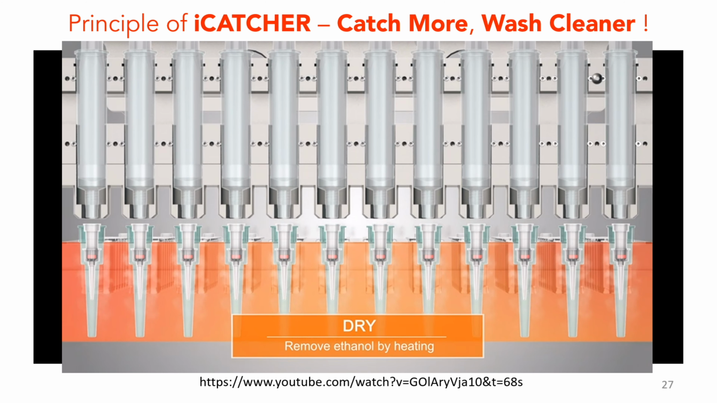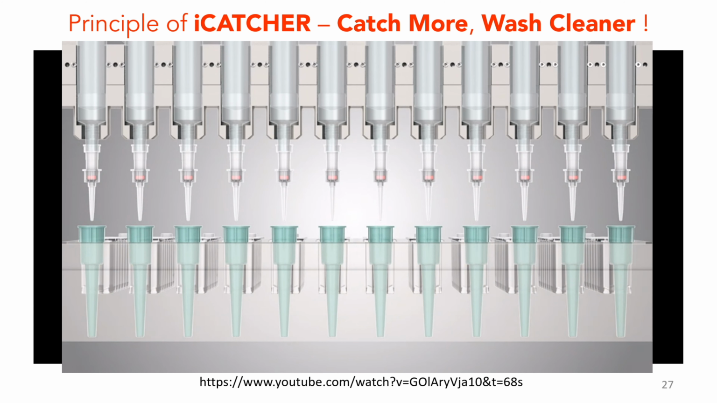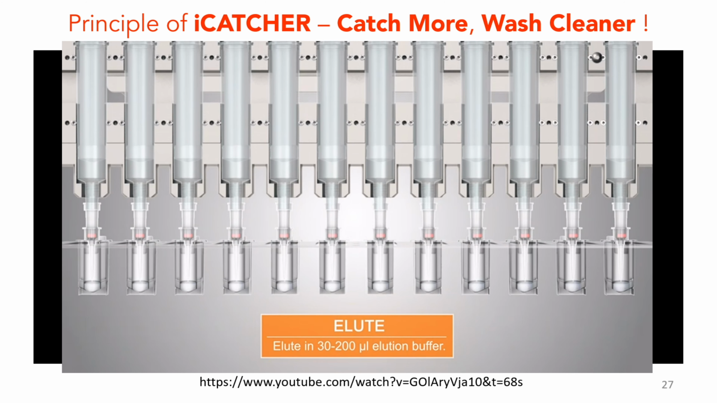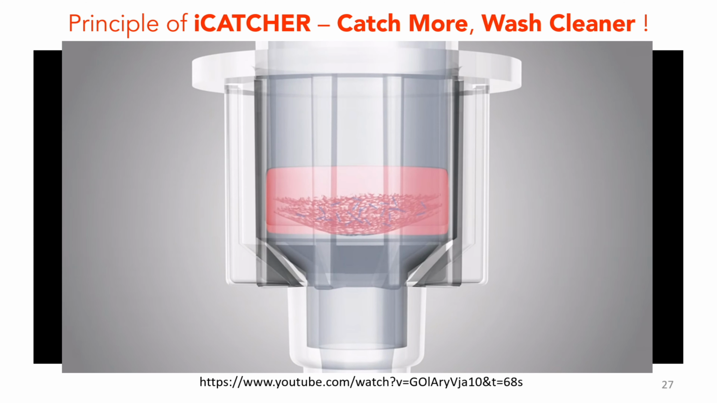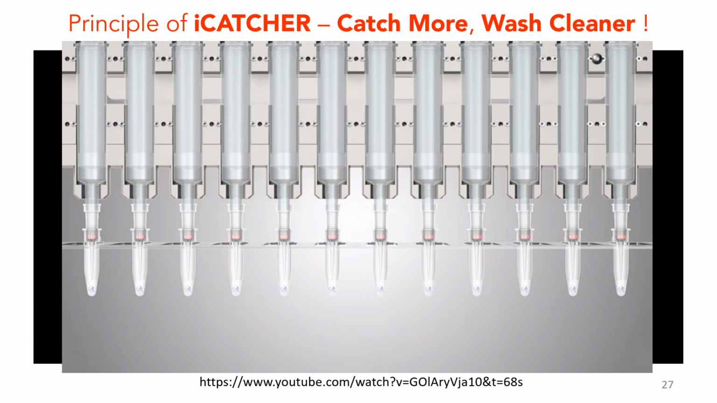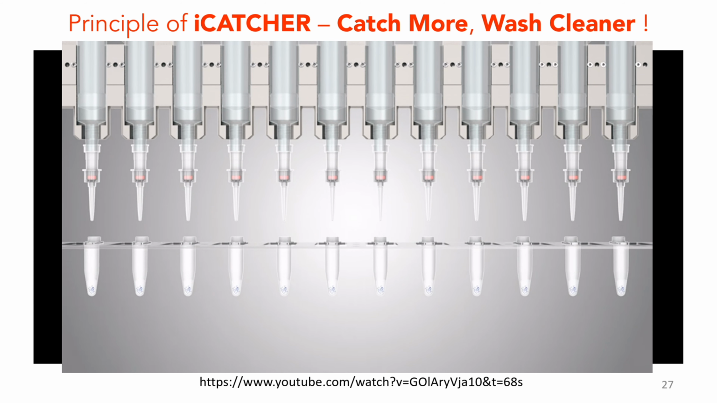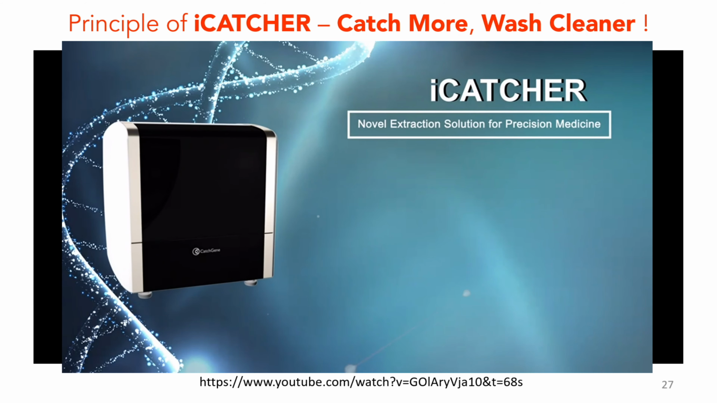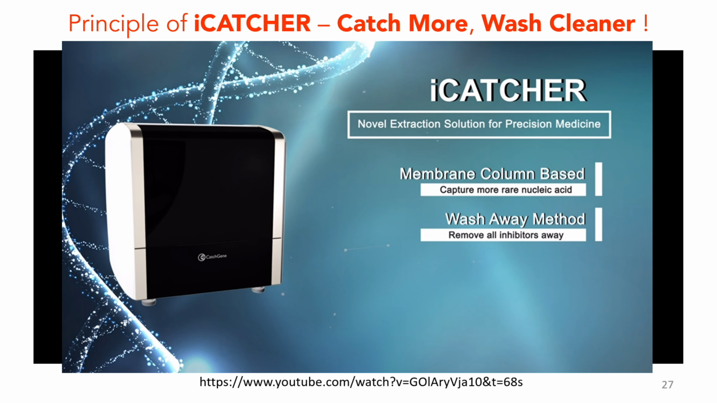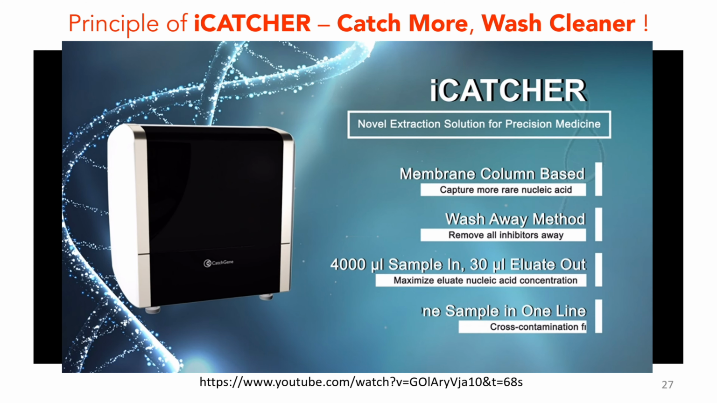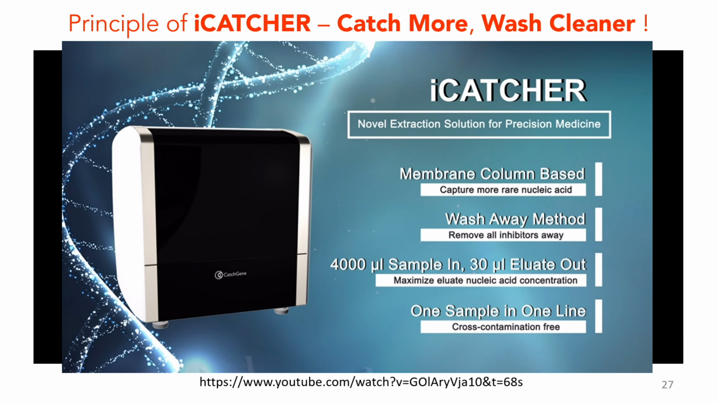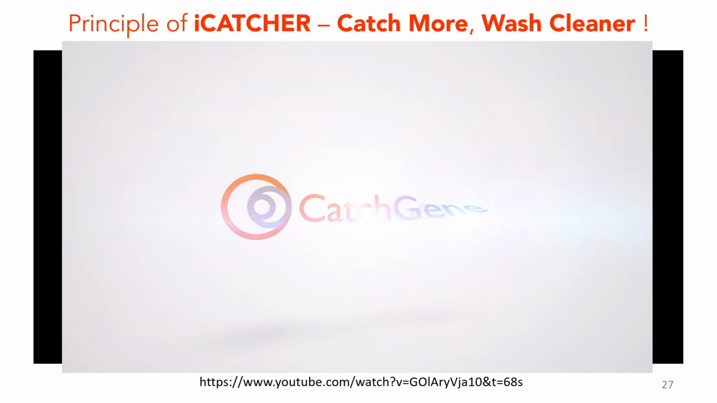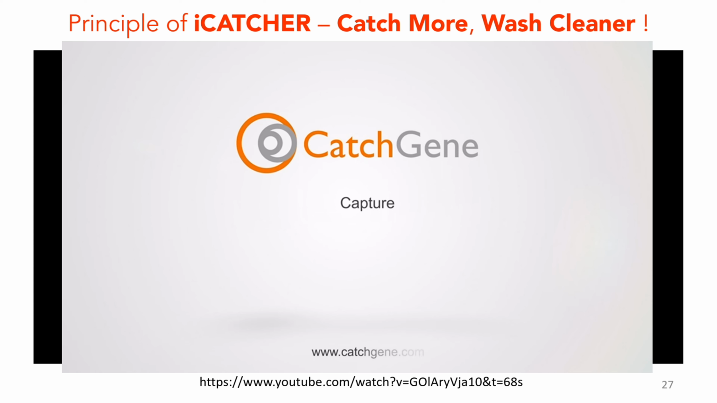Okay, and after wash, we also eliminate ethanol by drying. And finally, you can elute in 30 microliter minimum, which is the lowest elution volume currently in the automation system, and get very pure DNA. Okay, here is CatchGene capture cfDNA, cfRNA, and microRNA automatically.